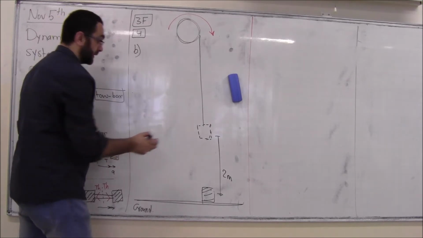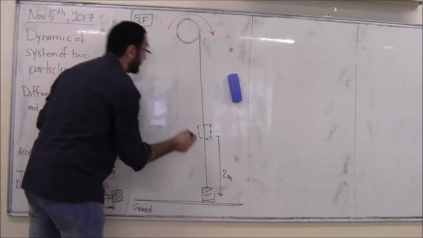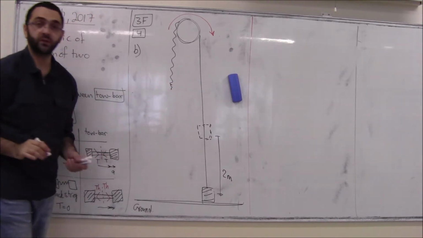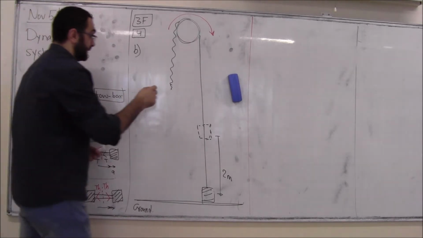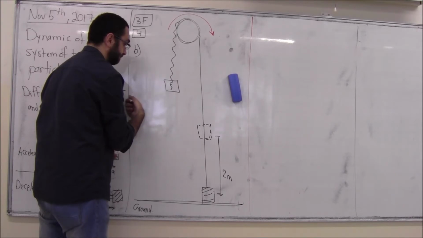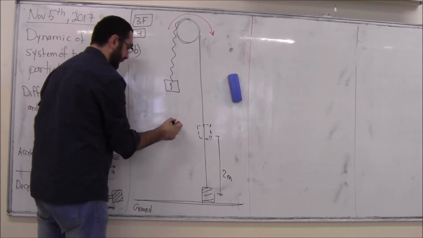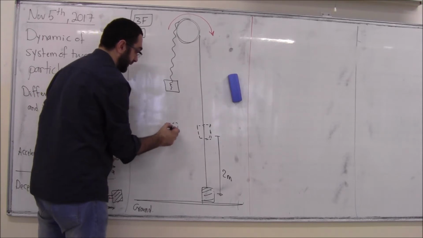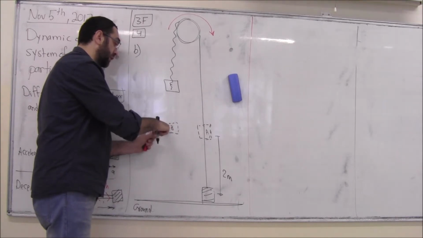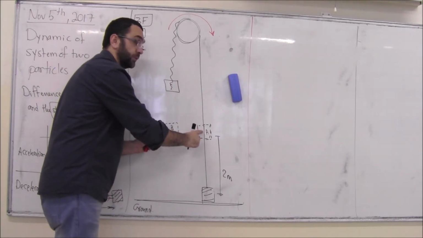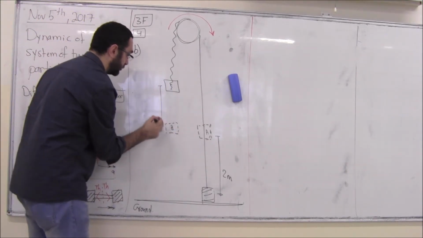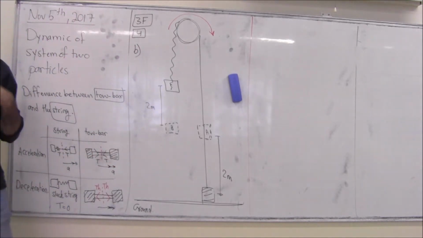When A reaches the ground, what will happen to this string? Slack. Pay attention, please. Girls, pay attention. So, initially, this is B, this is A. This is the original or initial position of B, and this is the original position of A. Now, if this descends 2 meters, this will rise 2 meters.